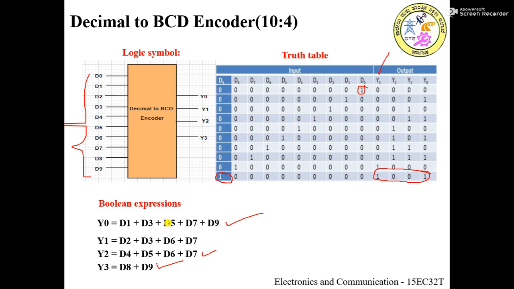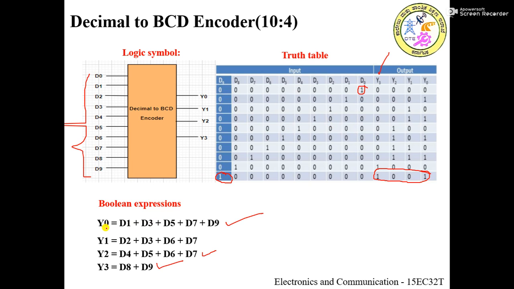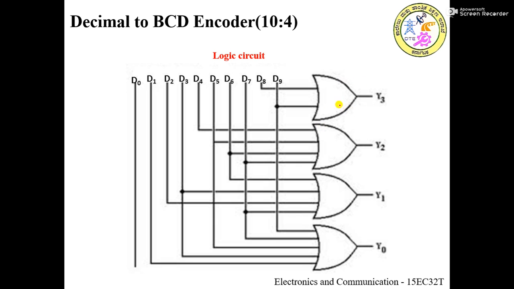Finally, once we get the logic expressions, the next thing is to write the logic circuit for it. So this is how the logic circuit looks. For implementing Y0 we need a 5 input OR gate, for implementing Y1 and Y2 expressions we need a 4 input OR gate, and for the last one Y3 we need a 2 input OR gate. The same thing is drawn here.